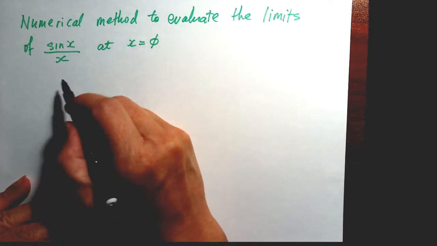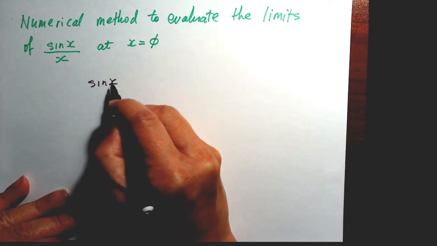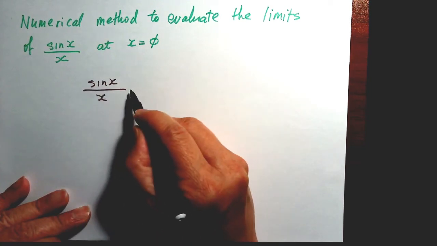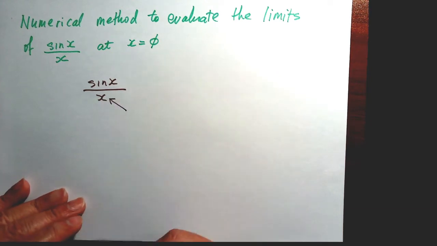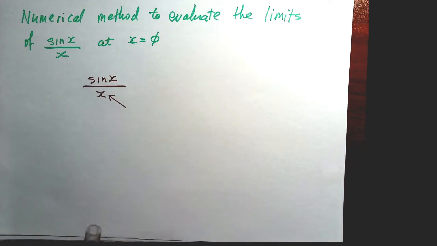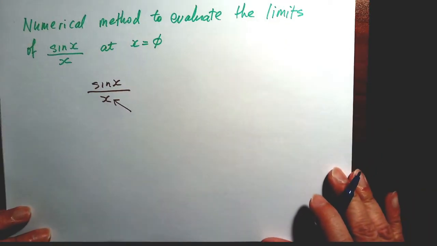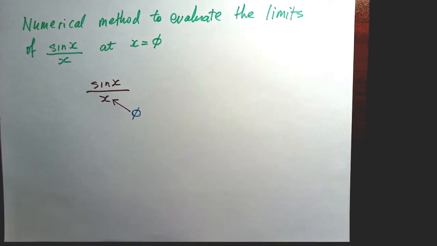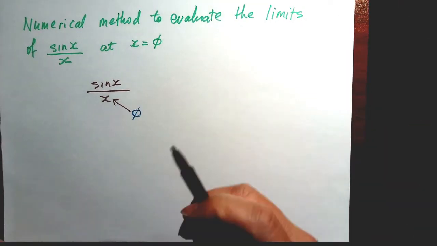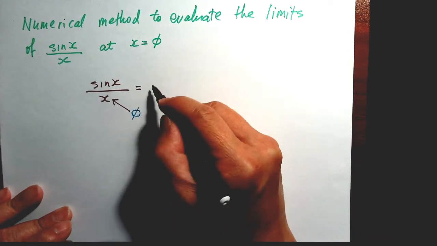You will notice for this function sin x over x, if x is 0, you cannot have a number divided by 0, so you will get undefined.